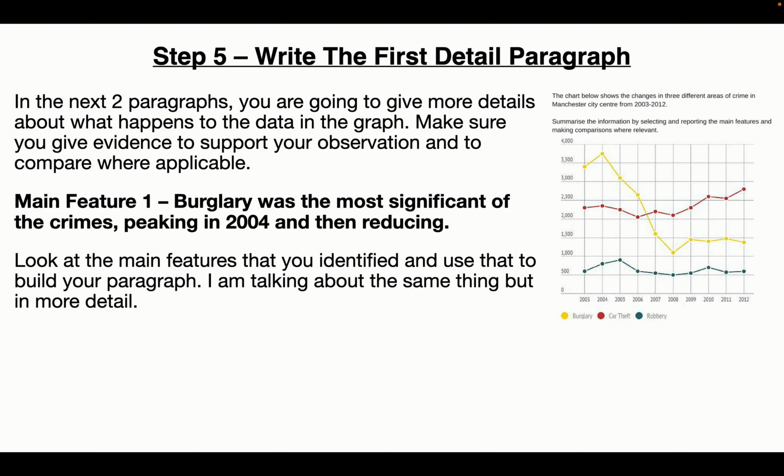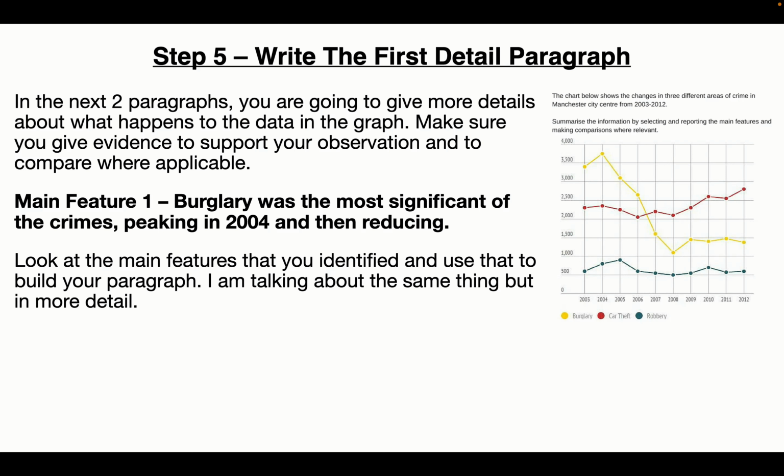Step number 5. See, we're already on step number 5. Write the first detailed paragraph. In the next 2 paragraphs, we're going to give more details about what happened to the data in the graph. Make sure you give evidence to support your observations and to compare where applicable.